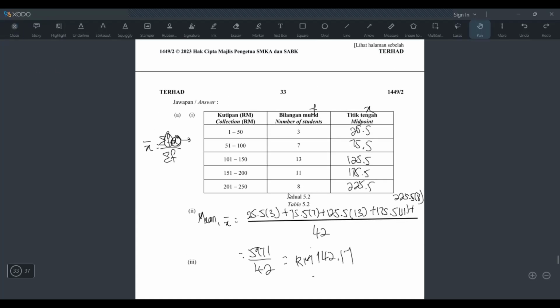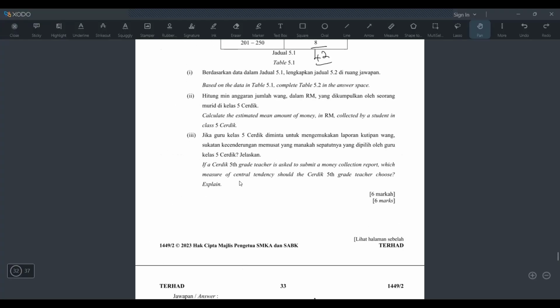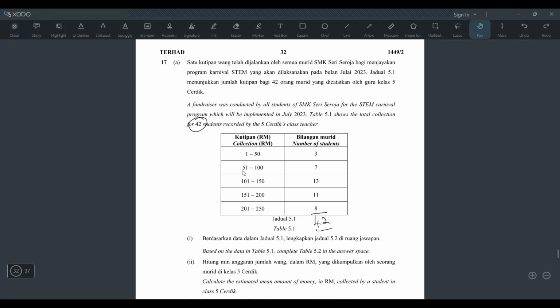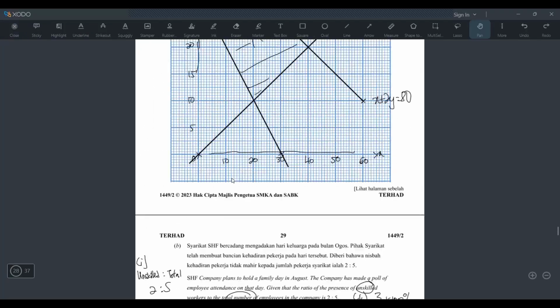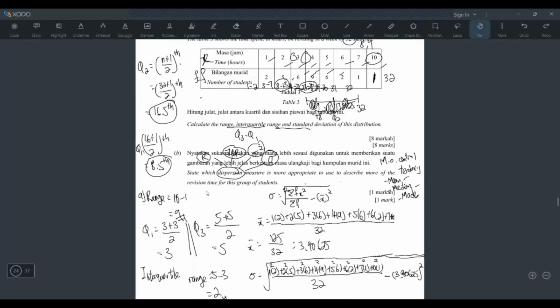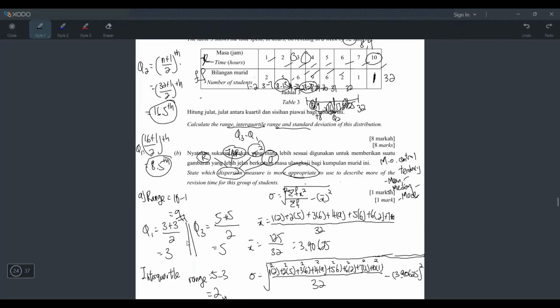Okay, now what about the second question? I mean the third question. If a Form 5 teacher is asked to submit a money collection report, which measure of central tendency should the teacher choose? Explain. This question is very similar to the 15 one, you realize? Let's go to 15. You remember just now 15B I mentioned they ask you to state which dispersion is more appropriate. But when I explained B, I also told you about measures of central tendency. You see, my handwriting is even still there.